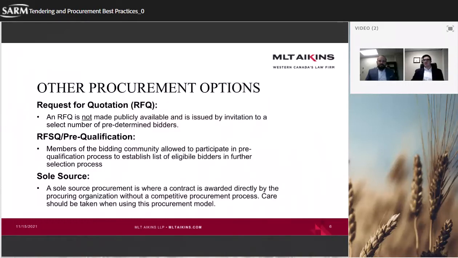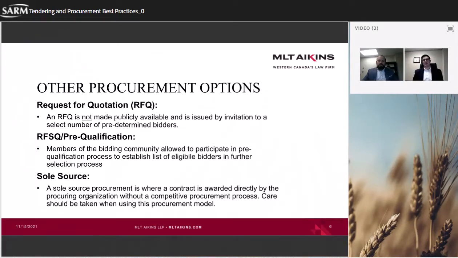And just moving on to a couple other terms. These are maybe less common, or I don't want to spend a whole lot of time going through them, but there's this idea of an RFQ. An RFQ is generally not made publicly available. Basically you've pre-selected a number of predetermined bidders, and you're going out to them for pricing, which leads to the next bullet, which is an RFSQ, or a pre-qualification.